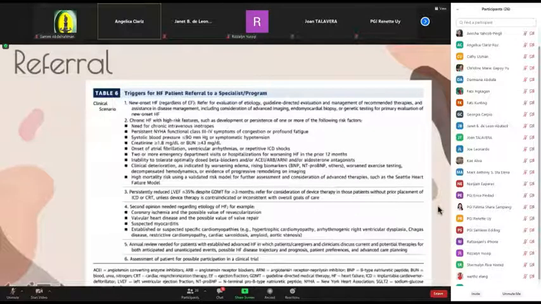So new onset of, basically parang lahat ng heart failure po yung sa kanilang update kasi new onset of heart failure, regardless of ejection fraction. We refer for evaluation of etiology, guideline-directed evaluation and management of recommended therapies. For chronic heart failure, yung may mga persistent functional class 3 to 4, matataas yung creatinine, mga frequent visits sa emergency department.